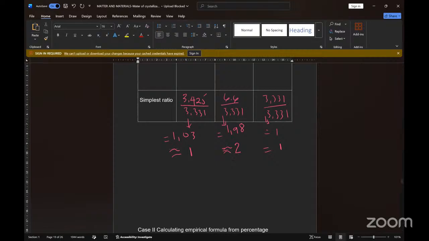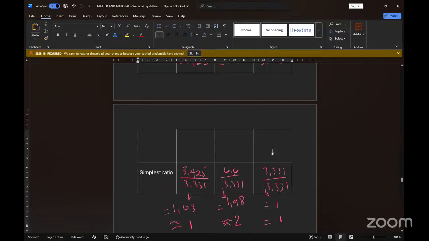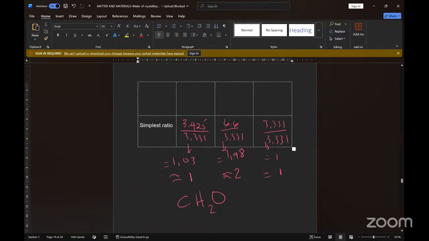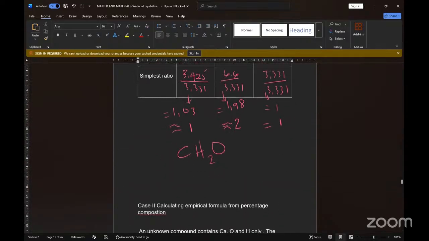So we are going to write here C, H, O. This one is 1, we don't write it. The hydrogen here is 2. And then your oxygen is 1, we don't write it. So this is how you write the empirical formula. Okay. This is the basic. So this is your empirical formula.